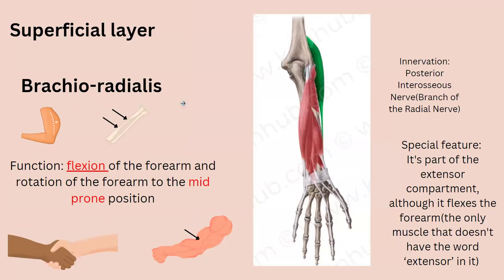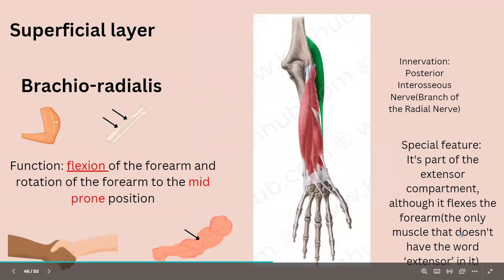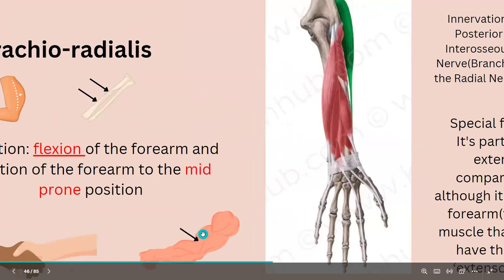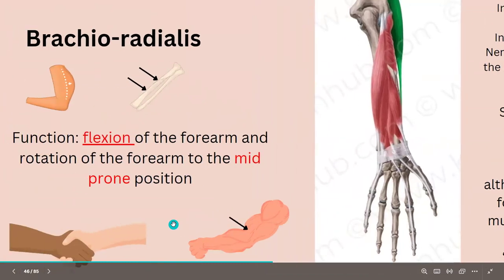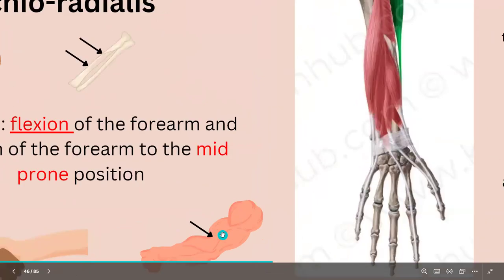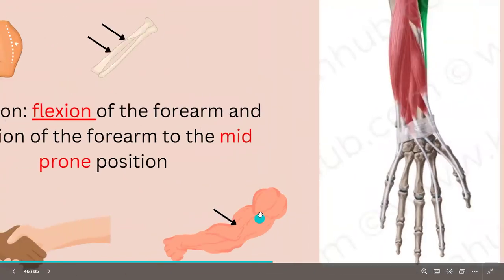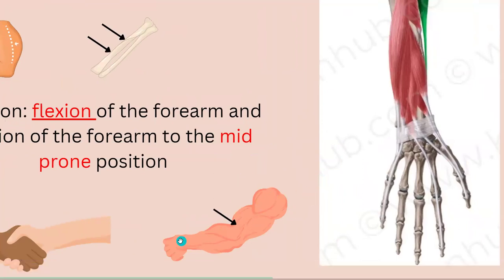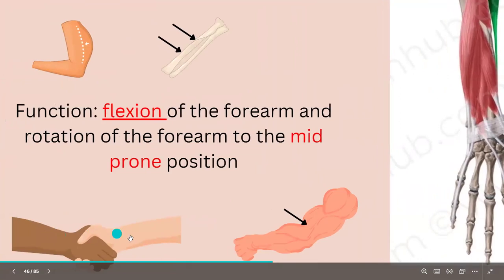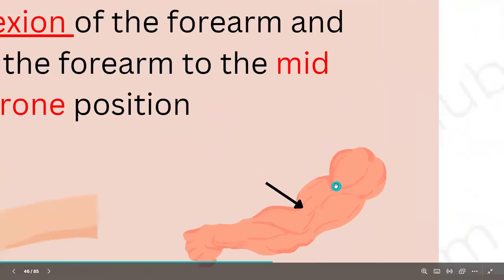Just before moving on, this muscle has a really special feature. It's actually really weird. It's part of the extensor compartment, although it flexes the forearm. So it's the only muscle that does not have the word extensor in its name. It's also called the handshaking muscle. Whenever you shake someone's hand, you're in the mid-prone position, not in full supination and not in full pronation, somewhere in between. It's really prominent here on this muscular guy.